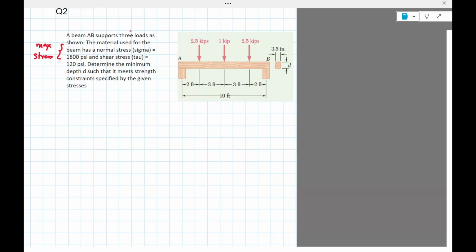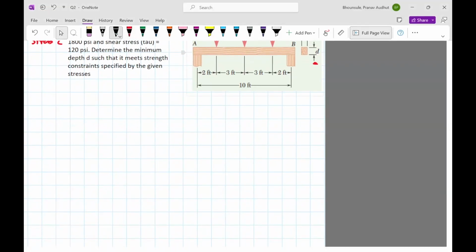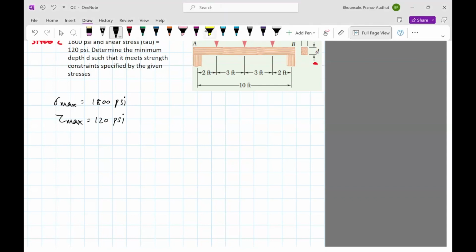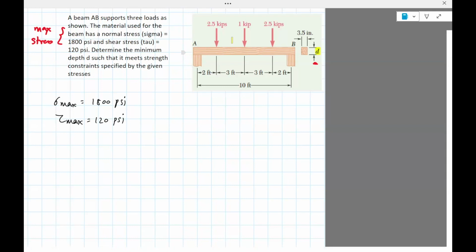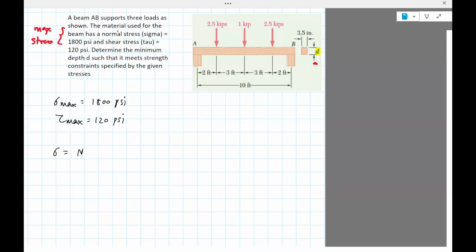Determine the minimum depth D, such that it meets strength constraints specified by the given stresses. So what is given here is that sigma max is 1800 psi, tau max is 120 psi. Now, this is a classic design problem where you are told to compute D such that the beam will not break. Okay, so before we start, let's see what you would possibly need in order to solve this. There are two formulas we've looked at so far. One is for the normal stress, one is for the shear stress. I've written down both those formulas.